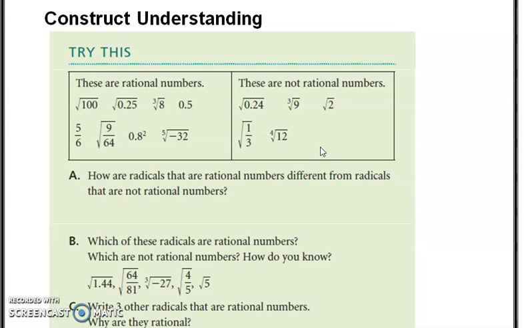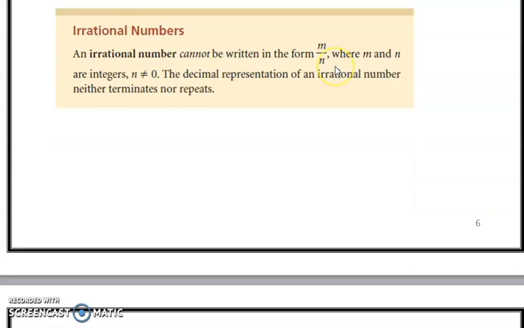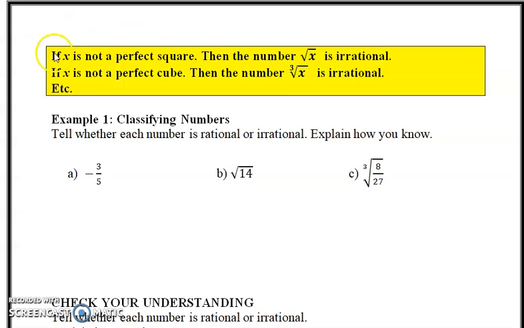non-terminating, non-repeating decimal. Okay, so the irrational number definition is a number that cannot be written in the form m over n, where m and n are integers, and n can't be 0 because you can't divide by 0. So the decimal representation of an irrational number neither terminates nor repeats, as I discussed before. If x is not a perfect square, then the square root of x is irrational. If x is not a perfect cube, then the cube root is irrational, and so on.